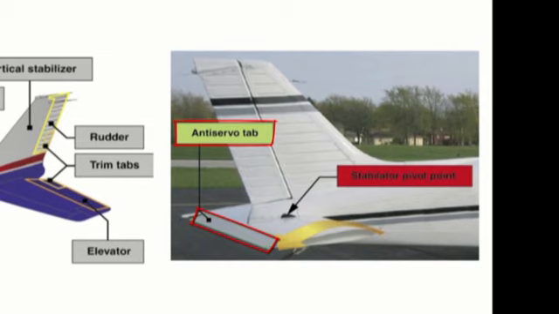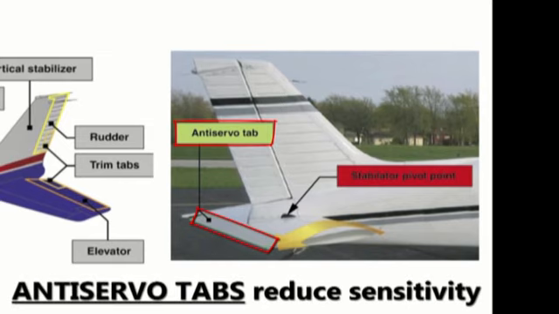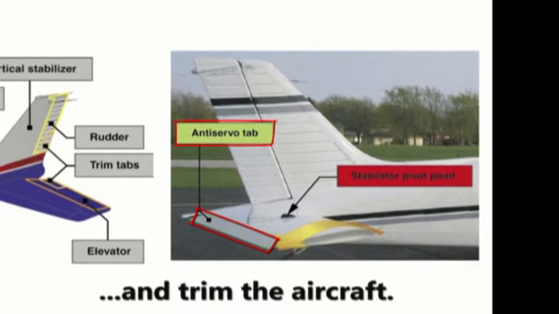The anti-servo tab moves in the same direction as the trailing edge of the stabilator and helps make the stabilator less sensitive. The anti-servo tab also functions as a trim tab to relieve control pressures and helps maintain the stabilator in the desired position.